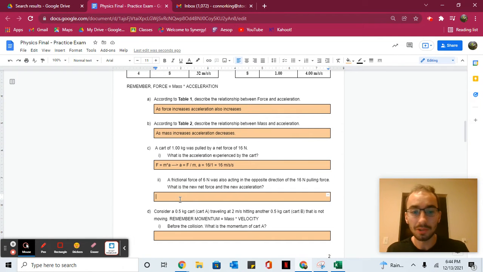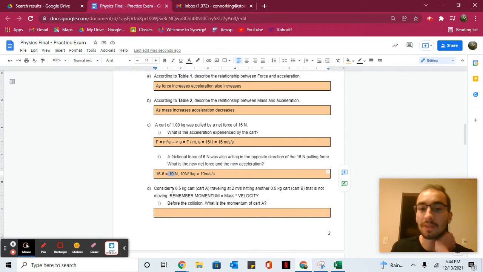Part 2, a frictional force of 6 newtons was acting in the opposite direction. Okay, so if you're going 16 newtons one way, and then 6 is pulling you back, you do 16 minus 6, since it's going the opposite way, and the net force, the overall force, is going to be 10. Okay, so 10 newtons, and since the cart still weighs 1 kilogram, 10 newtons divided by 1 kilogram will be 10 meters per second squared. So it's 10 for that one.